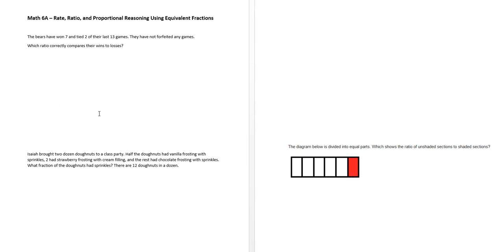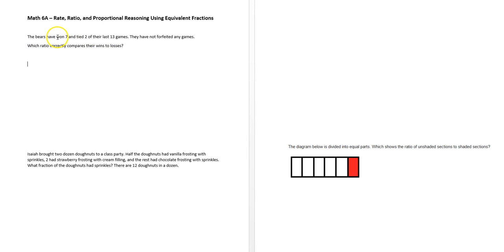Several of my students are having trouble with these kinds of problems, trying to figure out how to write the appropriate ratio. Let's look at this first problem. The Bears have won 7 and tied 2 of their last 13 games. They've not forfeited any games. So what we want to find is what's the ratio that correctly compares their wins to losses.